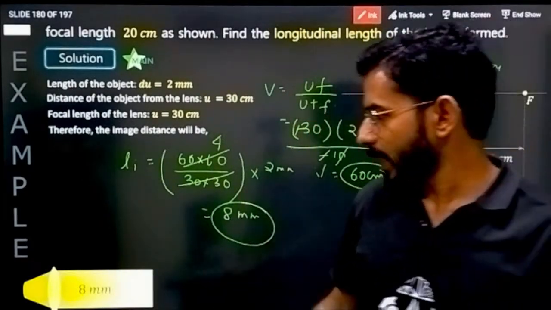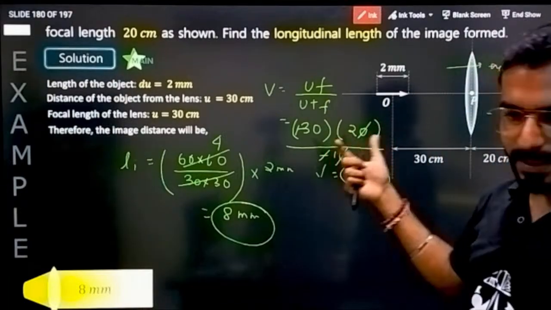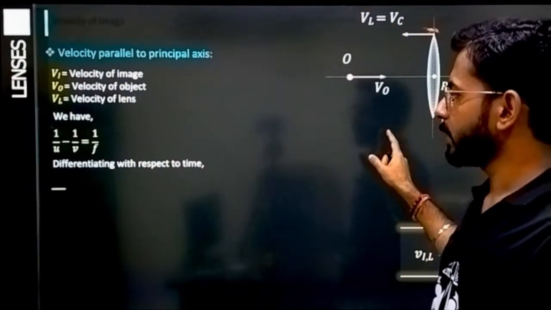Clear? You have calculated the distance, but this is only valid when the distance is given as 2 millimeter as compared to 30 centimeter. It is a very small value. That's why the approximation should be very clear.